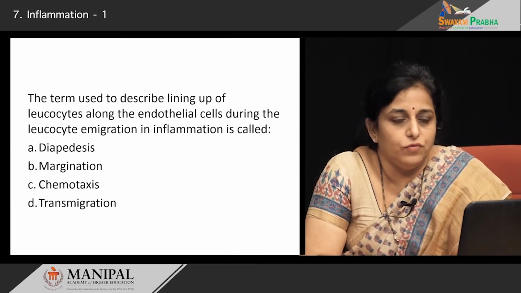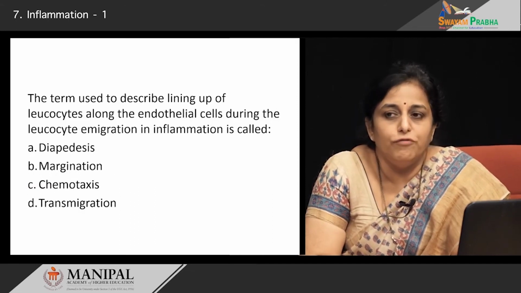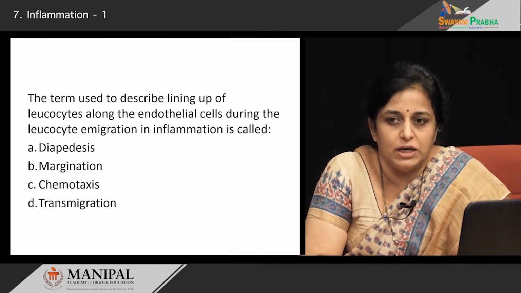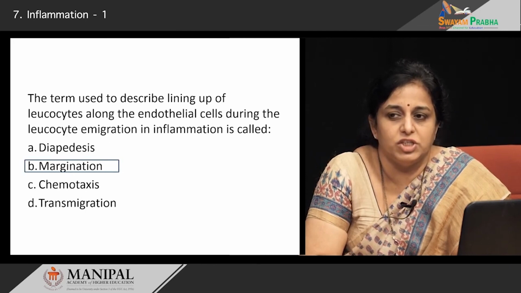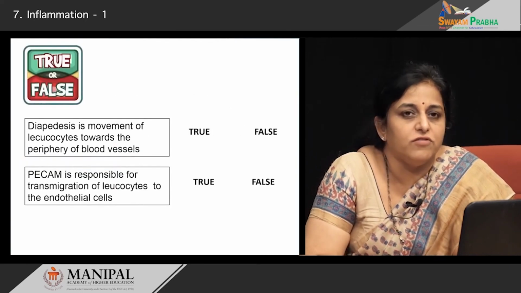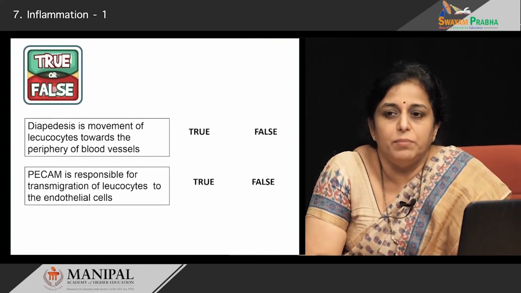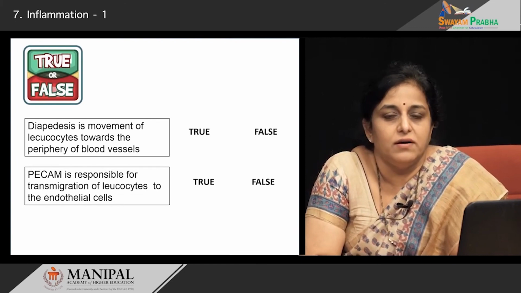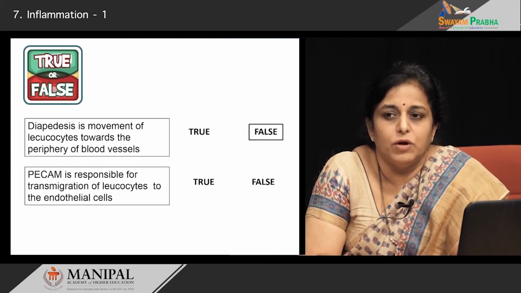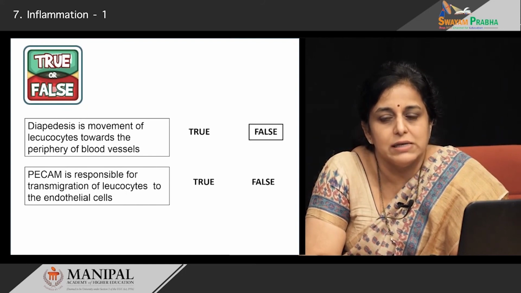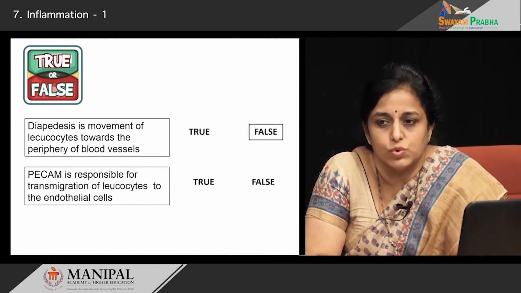What is the term that is used to describe lining of leukocytes along endothelial cells during the process of leukocyte emigration? It is margination. So, lastly, let us see which one of these is true and which is false. Diapedesis is movement of leukocytes towards the periphery of blood vessels. That is wrong, because diapedesis is movement of leukocytes across the endothelial cells, leaving the blood vessels to the tissues.